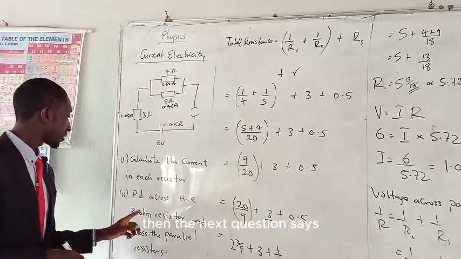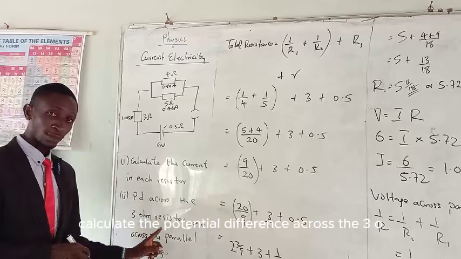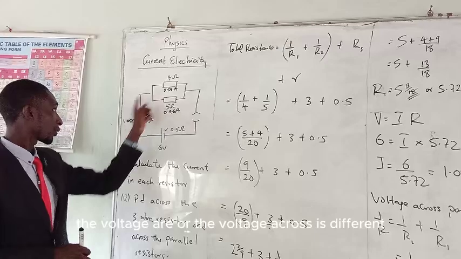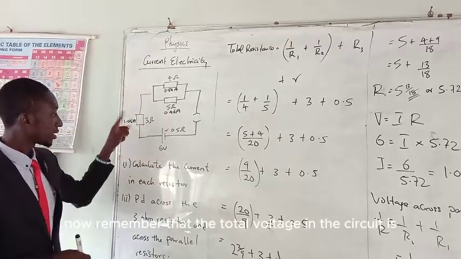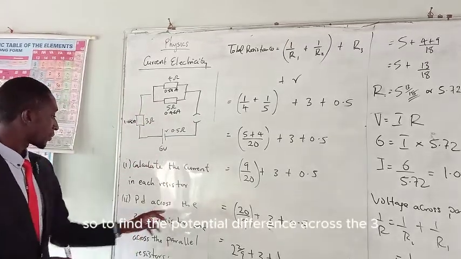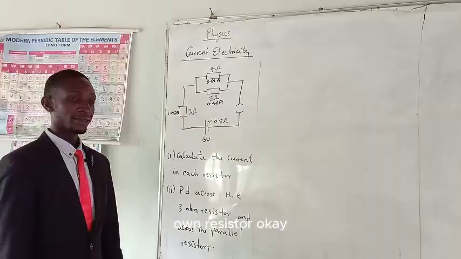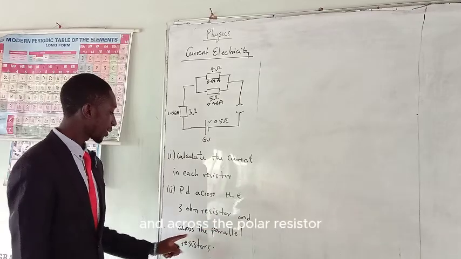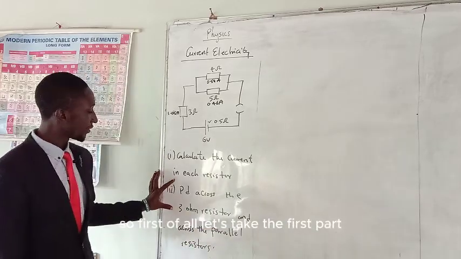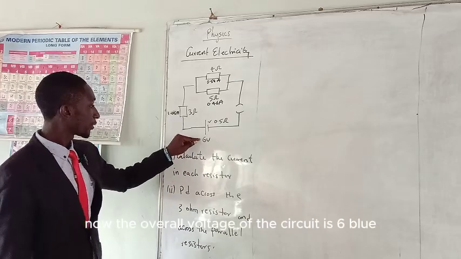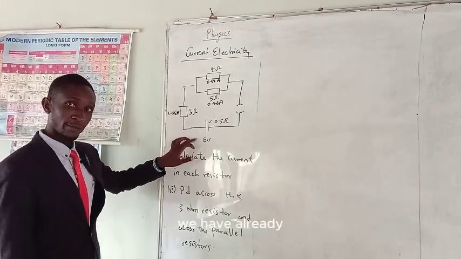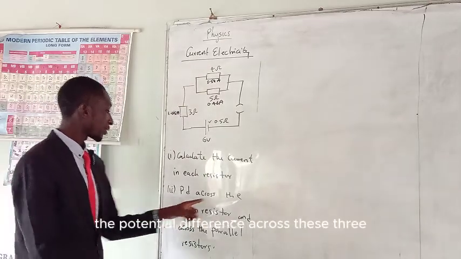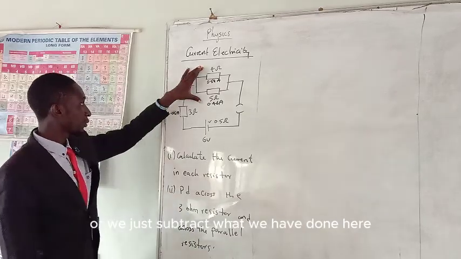Then the next question says, calculate the potential difference across the 3 ohm resistor. When resistors are in series, the voltage across each is different. Remember that the total voltage in the circuit is 6 volts. So we are trying to calculate the potential difference across the 3 ohm resistor and across the parallel resistors. First of all, let's take the first part. The overall voltage of the circuit is 6 volts. We have already calculated the voltage across the parallel resistors. So to calculate the potential difference across the 3 ohm resistor, we just need to subtract what we have found here.